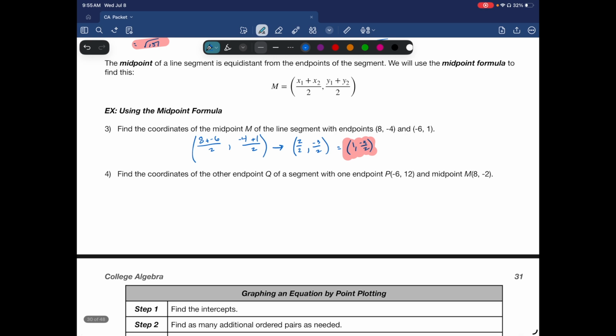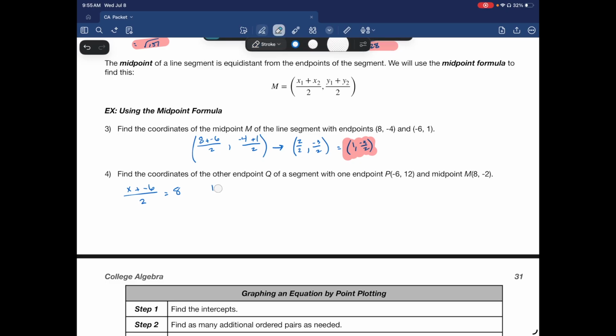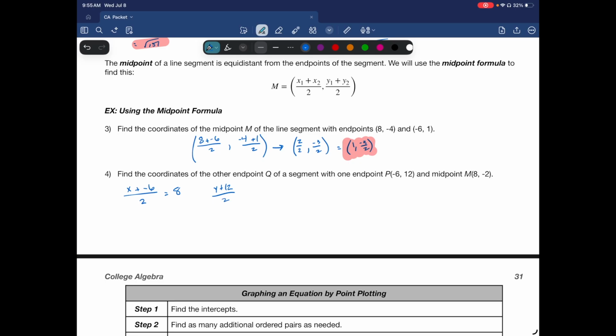So we know that x plus negative 6 over 2 equals 8. We also know that y plus 12 over 2 equals negative 2. So we multiply: x minus 6 equals 16, x equals 22. y plus 12 equals negative 4, y equals negative 16. So Q is going to be 22 comma negative 16. That's my answer.